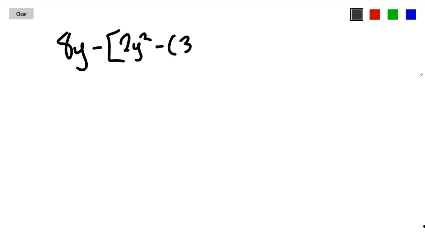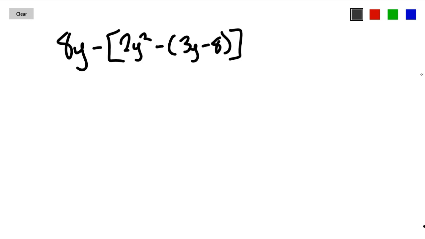So let's say I had 8y minus 2y squared minus 3y minus 8. So the order of operations that we learned, the PEMDAS and the GEMS method, still applies for polynomials. But you have to keep in mind that only like terms can be combined with each other.